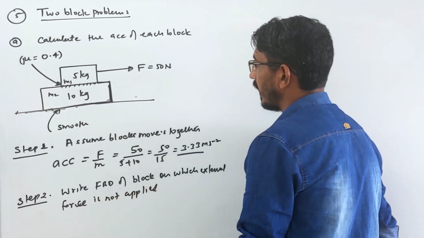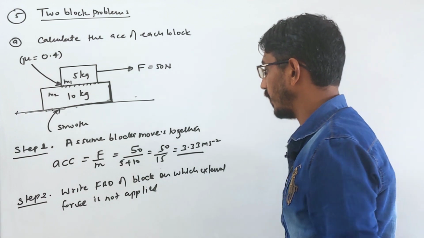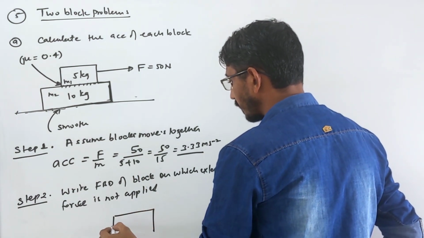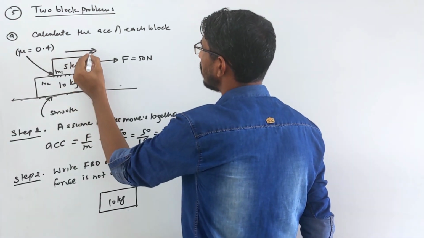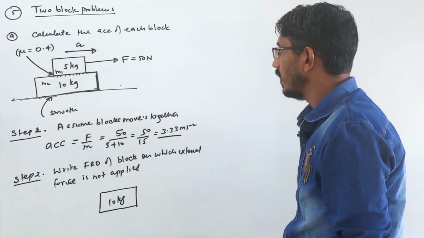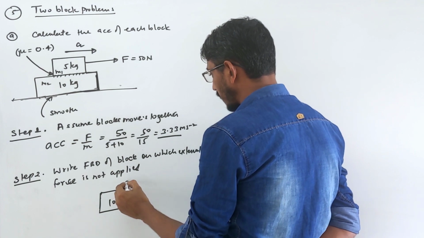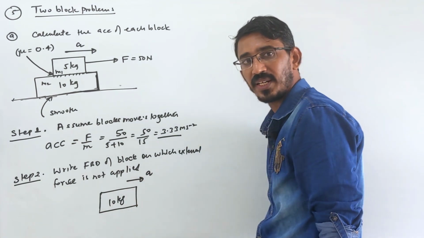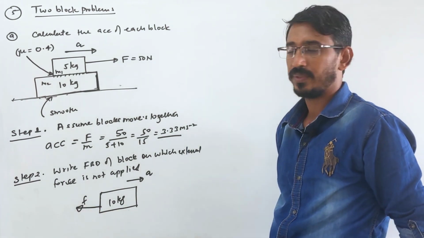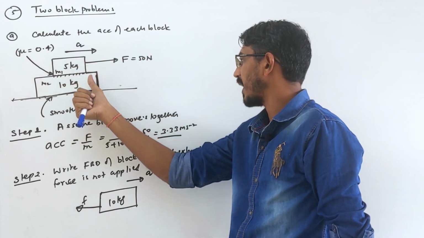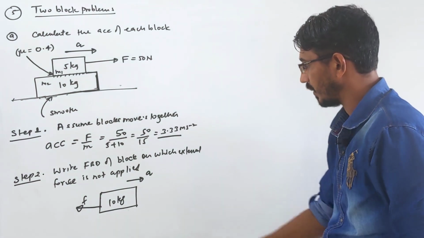So in this case, on this block external force is applied, but here it's not applied, right? So you have to take the FBD of M2. I am taking the FBD of this 10 kg block. We assume this system is moving in this direction with acceleration A. Now let's write the forces acting on this. Suppose this block is moving in that direction with acceleration A. So frictional force F will act in that direction, because this block is trying to drag this block forward. So frictional force on this will act backward, trying to stop it.